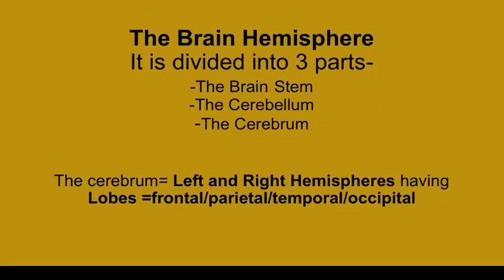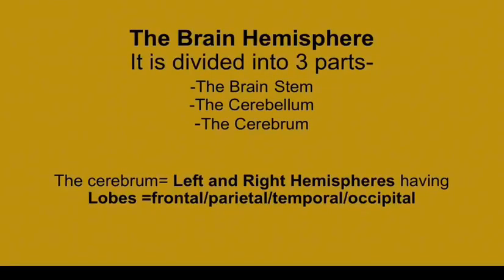Okay, so beginning with the cerebrum, which is also known as the cerebral cortex, it contains the left hemisphere and the right hemisphere. Now, the left hemisphere has four parts. The right hemisphere has four parts. Each of the four parts has lobes. Now, these lobes are frontal, parietal, temporal, and occipital. These are the four lobes within the left and the right hemispheres.